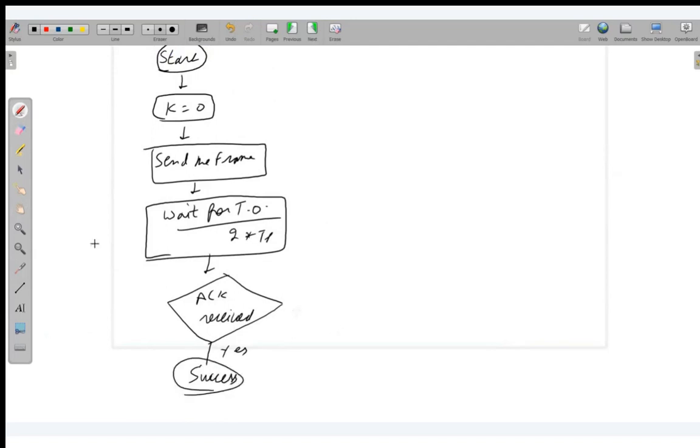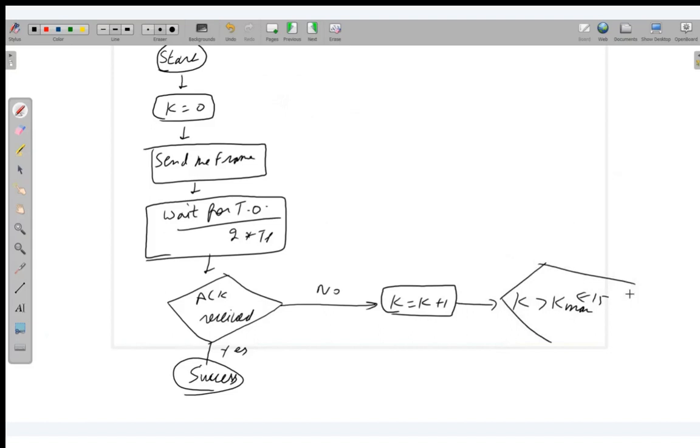If the acknowledgement does not come, no, then the attempt will increase. K is equal to K plus 1. Like we have said, first attempt, second attempt, third attempt, and so on. K is equal to 1. Now you will say, if K is greater than K max, which is generally 15, I have told you. This is a decision, so we will make a diamond here. K is greater than K max? Yes, you will abort your transmission. You will say Aloha over, I was not able to send the data. That's it. You will abort.